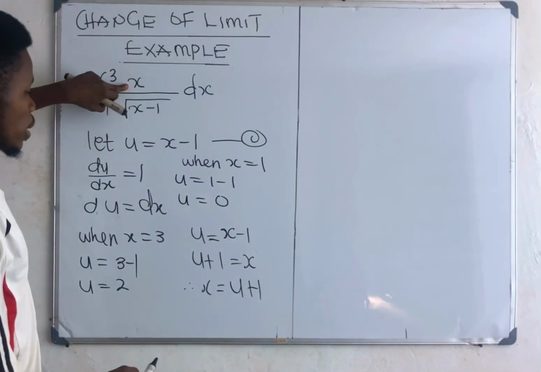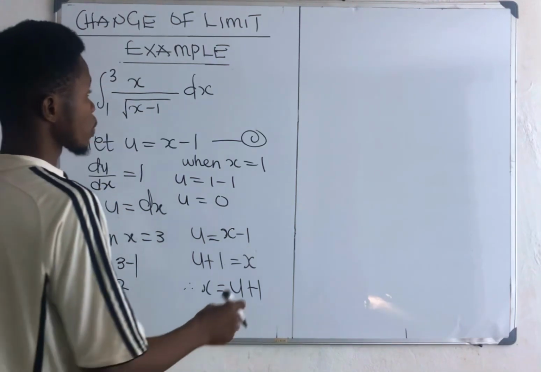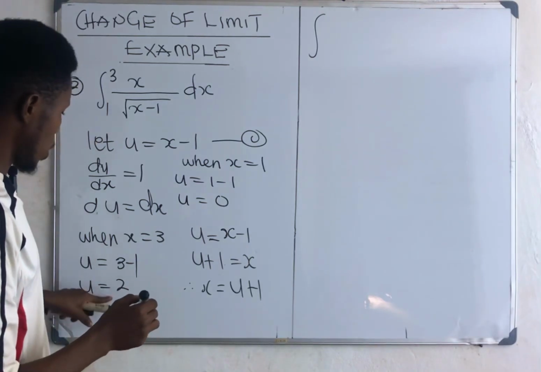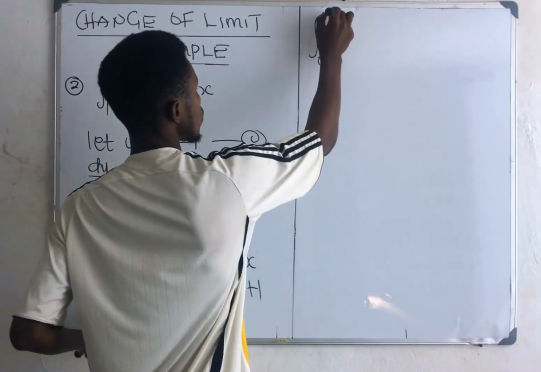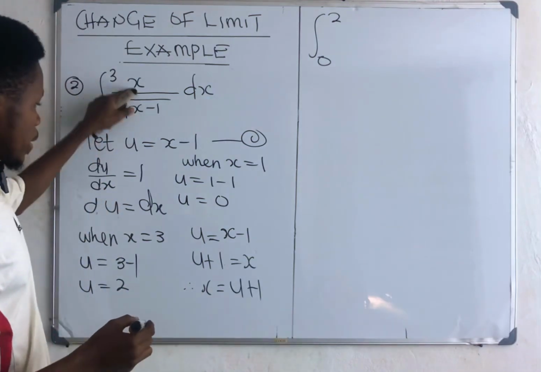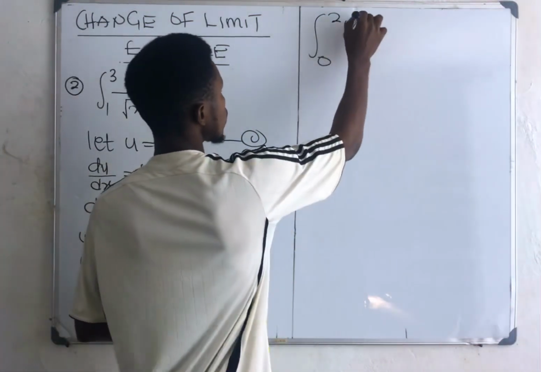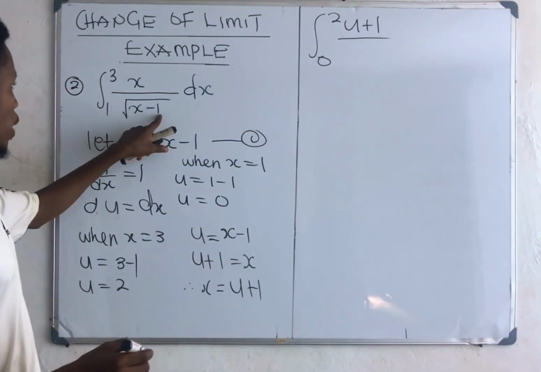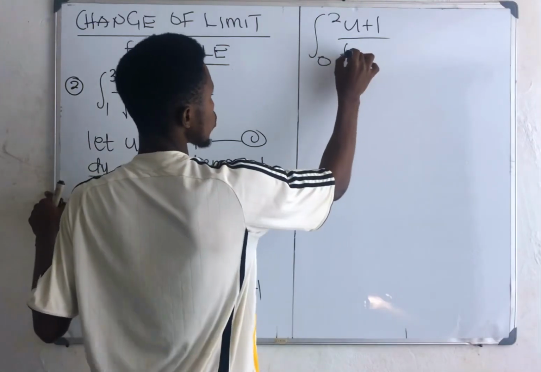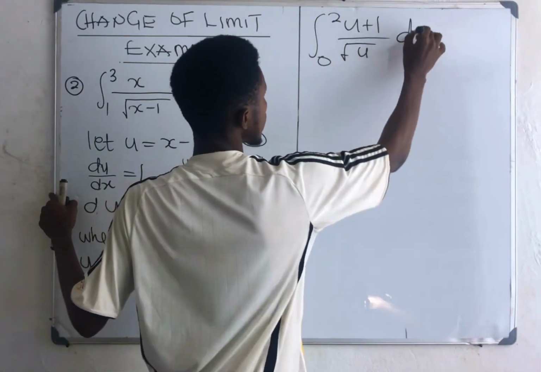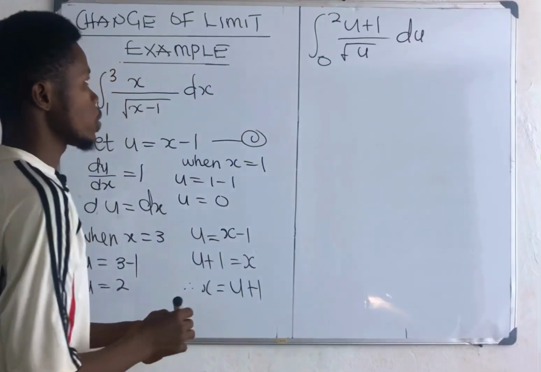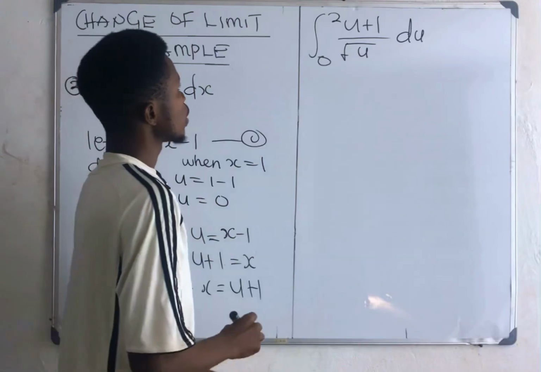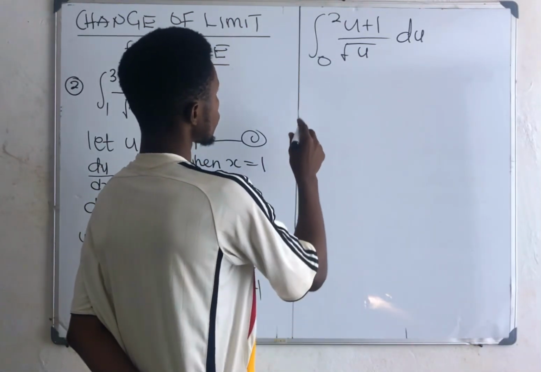So when I come here, wherever I see x, I put u plus 1 there. So now my new limit is 0 and 2. My x is now u plus 1. My x minus 1 is u. But there's a square root there, so square root of u. My dx is exactly du. So you see, I've transformed everything from x to u. Okay. Now, let's integrate this one.